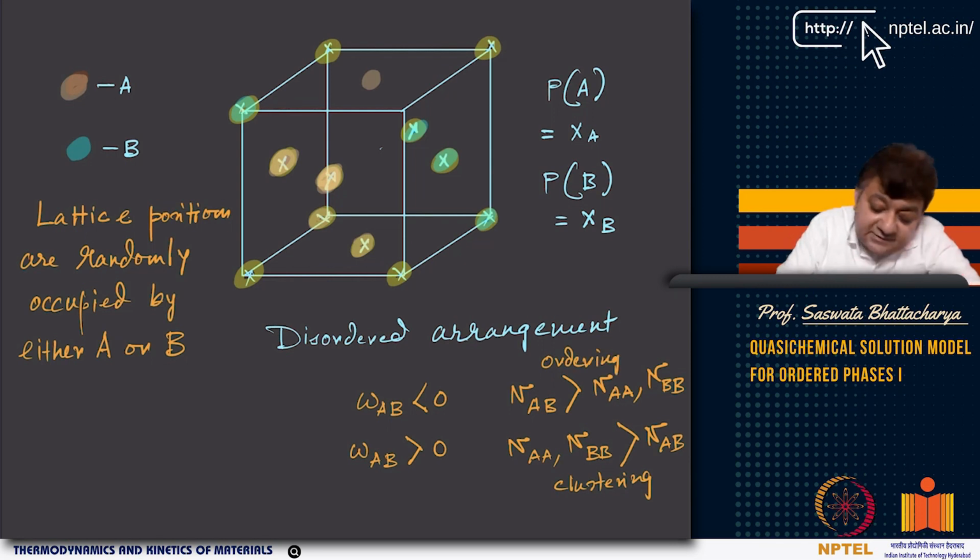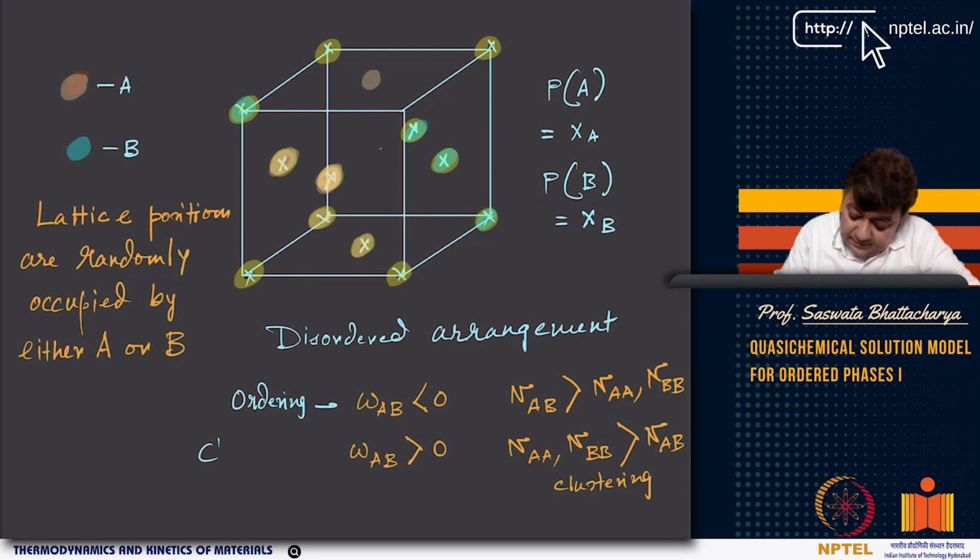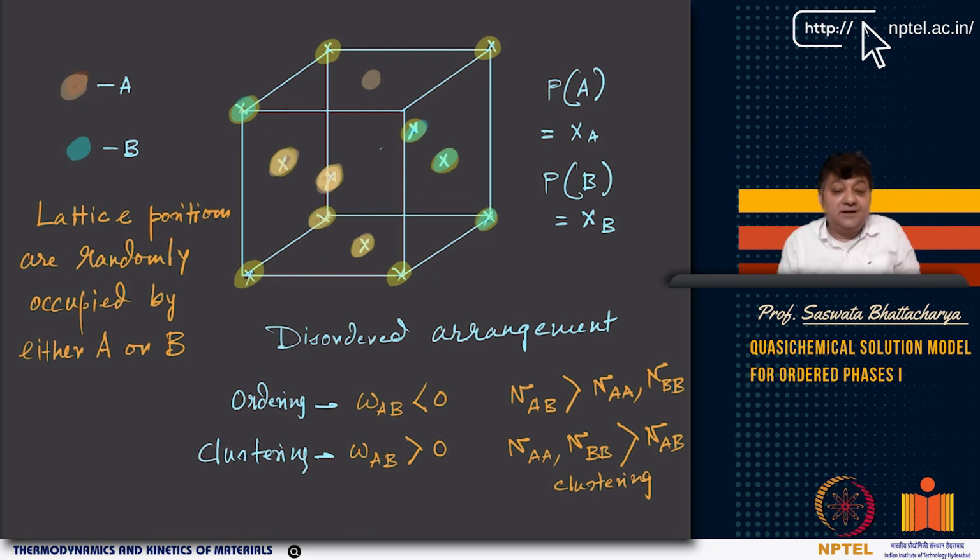So if I look at this, this is ordering and this is called clustering. So this is clustering, this is ordering, but that does not mean that the arrangement has become ordered. When I talk about ordering in a regular solution model, you have to remember that it does not mean that the solution has become ordered, right? You only have a number of AB bonds rather than AA and BB bonds, right?